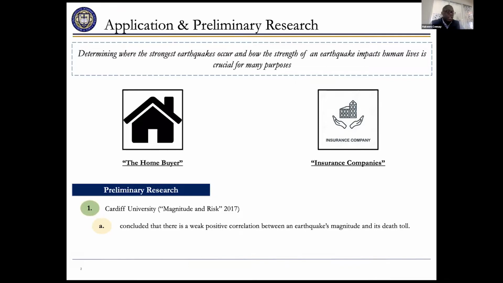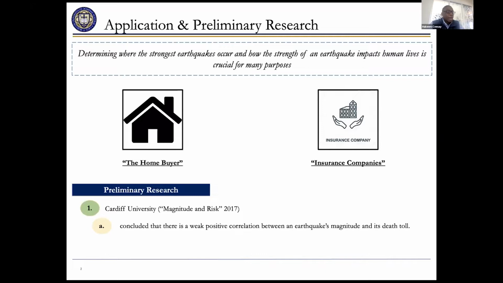Research on the impact of earthquakes is fairly incomplete due to the fact that statistics for magnitude, death toll, destruction, et cetera of earthquakes only recently became reliable. One prevalent research project, performed by Cardiff University on magnitude and risk in 2017, analyzed the relationship between the magnitude of earthquakes and their associated death tolls.